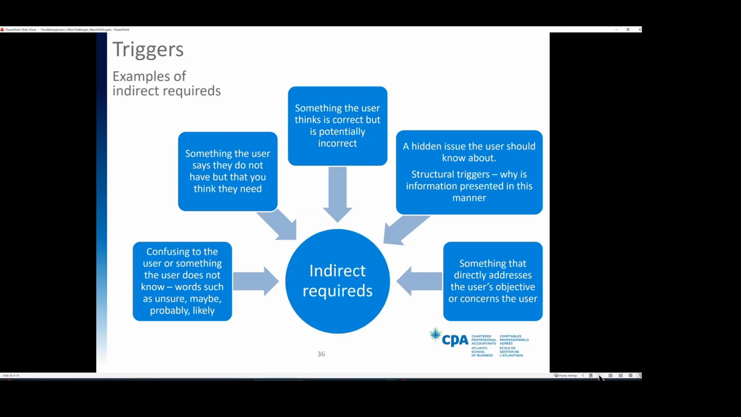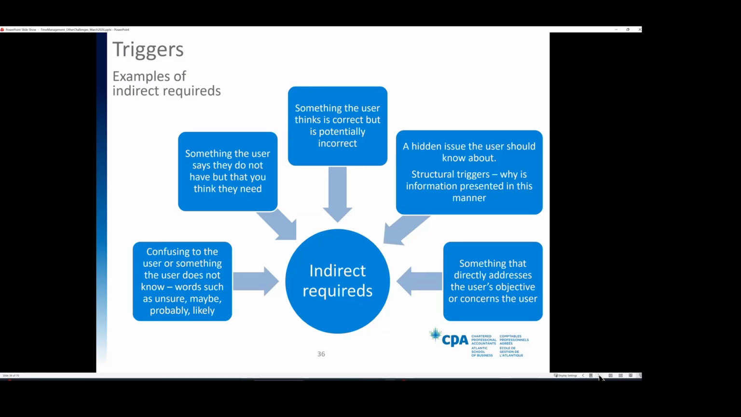So when you hear these, think about it from a skepticism perspective and know that this is an indirect requirement that you need to analyze and provide a recommendation. So something could be confusing to the user. Or they're using words like, oh, I'm a little bit unsure about this, I've probably done this correctly. Something the user says that they don't have, and you're thinking, but they do need that.